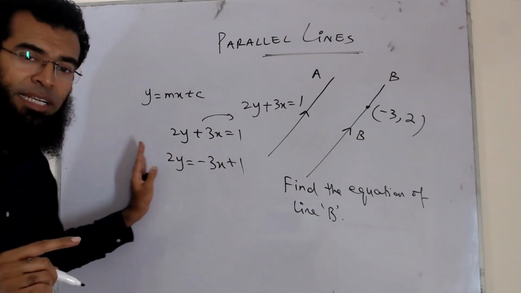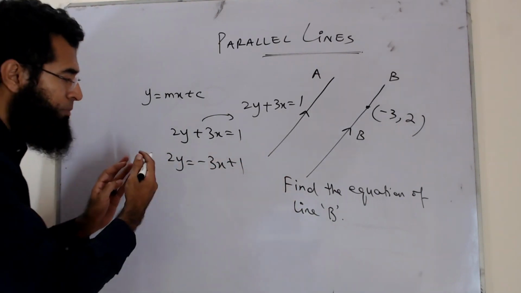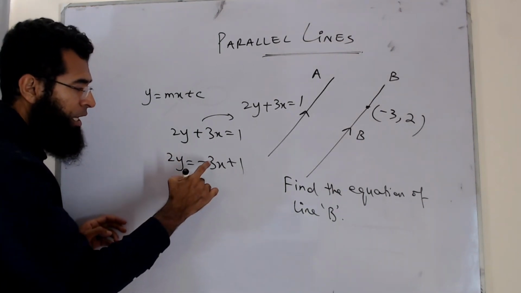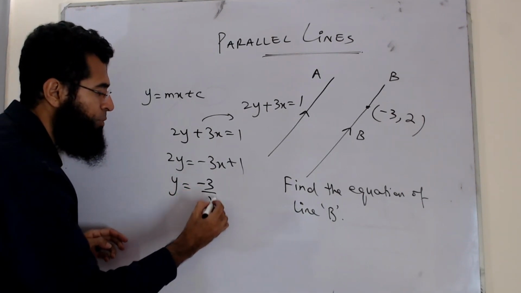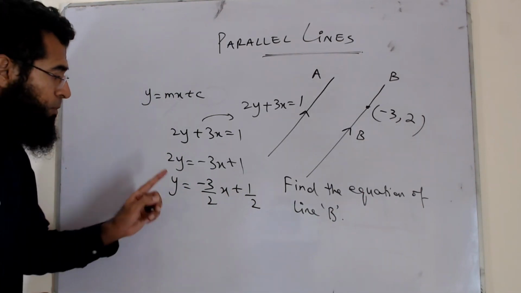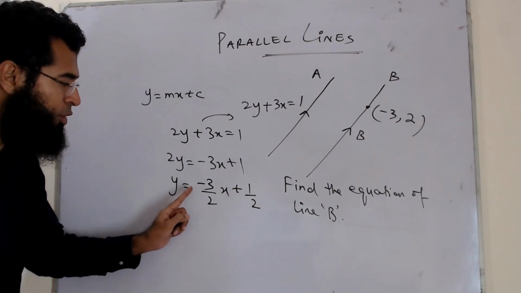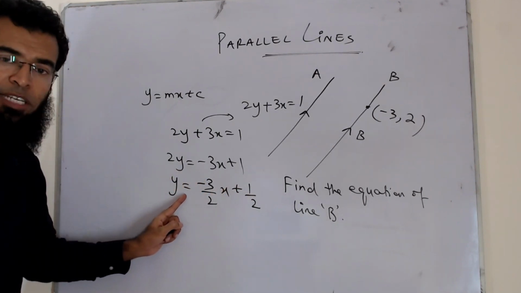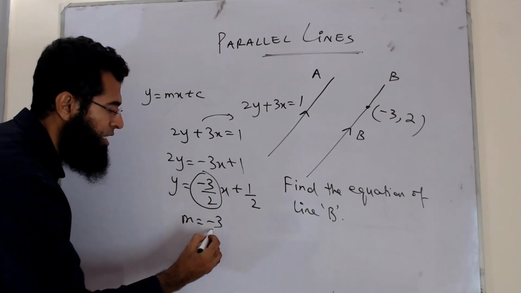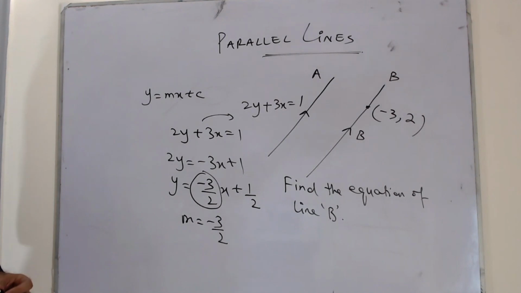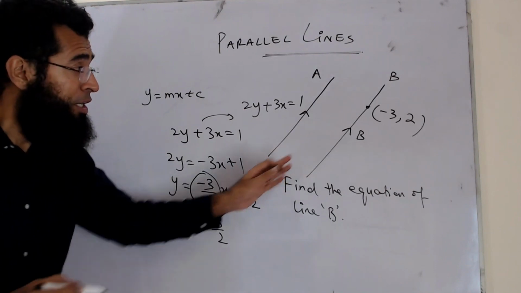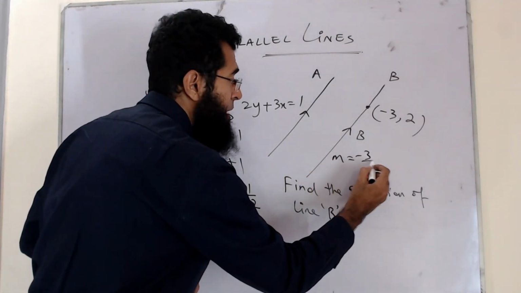So I'm dividing the entire equation across the board, both sides, by 2, right? When you divide this by 2, this 2 gets cancelled out. And when you divide this term by 2, it comes out to be minus 3 over 2 x, and this would be 1 over 2, right? So now this is in the standard form: y is equal to mx plus c, and you made y the subject. So what is the gradient? The gradient is the coefficient of x. So the gradient of the line is minus 3 over 2. Since both the lines are parallel, the gradient of line B will also be minus 3 over 2.